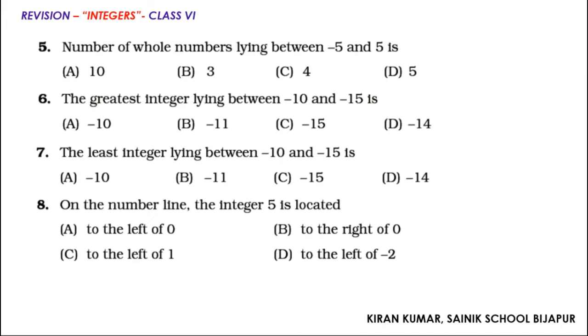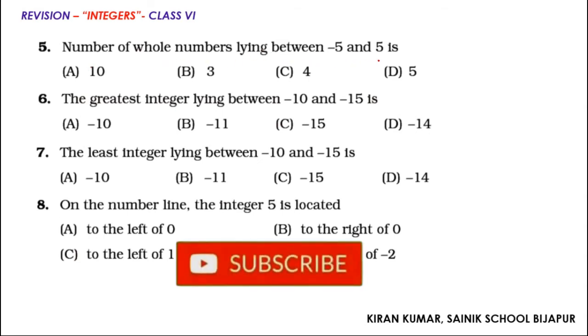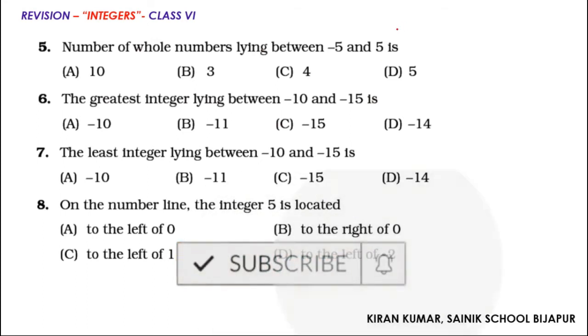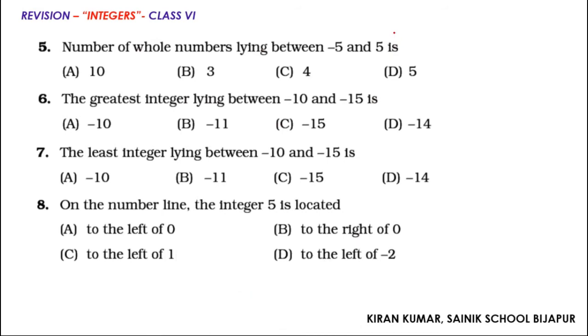Question number 5. Number of whole numbers lying between minus 5 and 5 is. If you observe, we have got the whole numbers right from 0, 1, 2, 3 and 4. So count the numbers here. There are 5. So option D is the right answer. Sixth one, the greatest integer lying between minus 10 and minus 15 is.